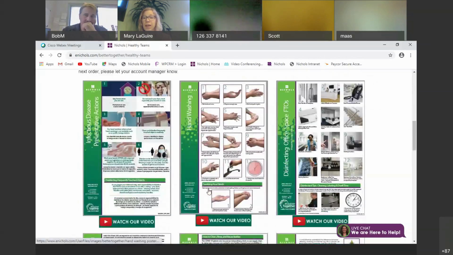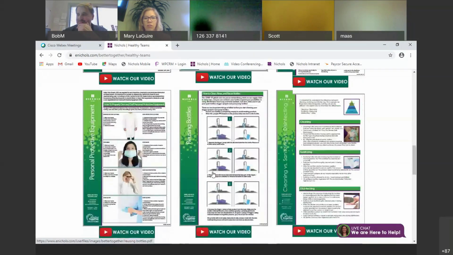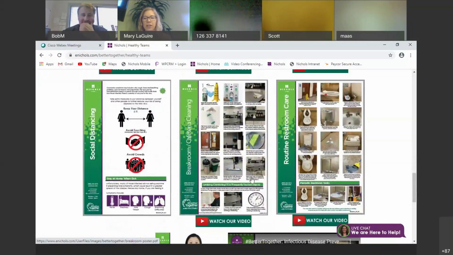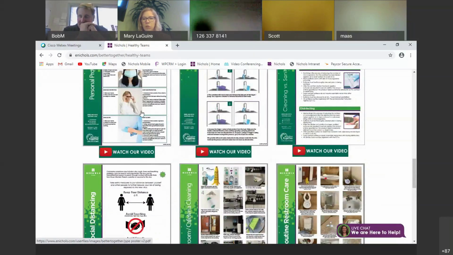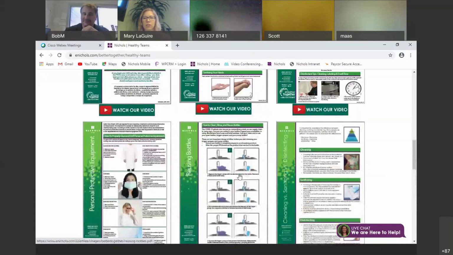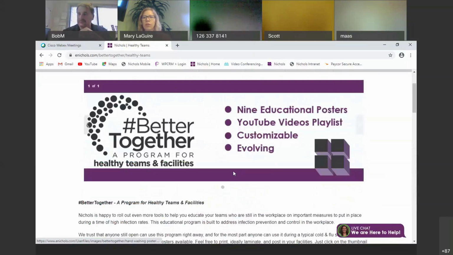these are all of our downloadable posters. So you can download this to poster size format to print off for your facility if you want to get it laminated. And then this is where the links to all the videos are as well. So we have several here. We're always updating. How to don and doff the PPE, I think, is one of our latest ones. Restroom care. So this is where you can get all that. Also, if you have a hard time with printing or laminating, check with your Nichols sales representative. They can help with that as well.